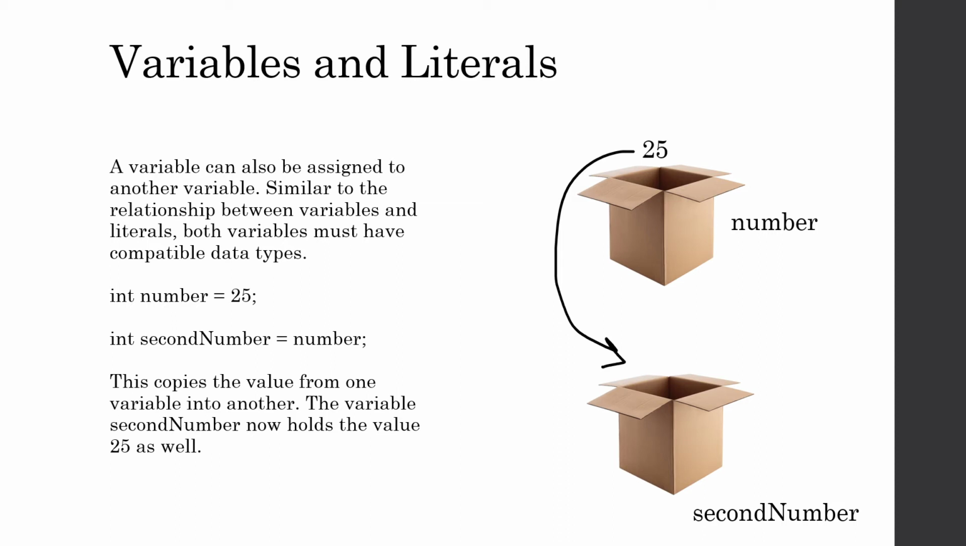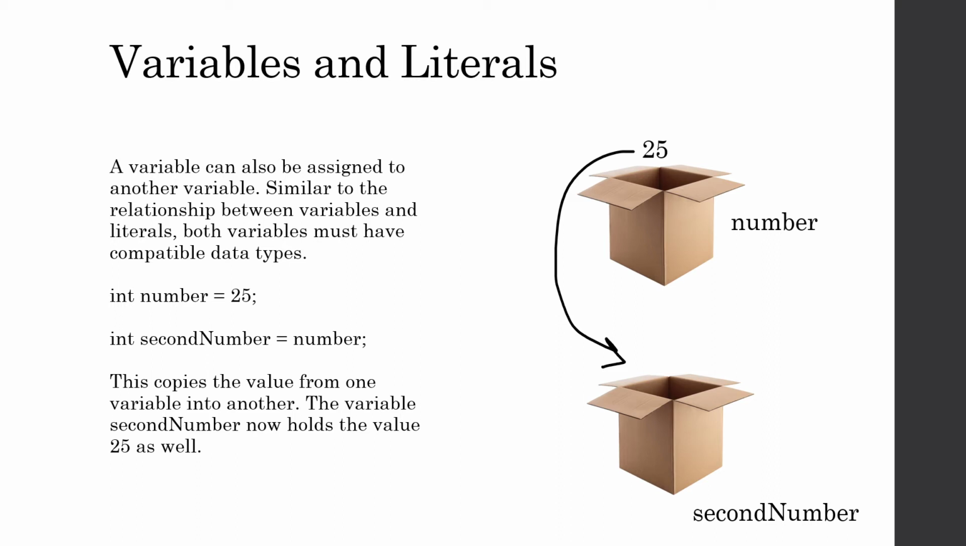And on the first line, I've just done the same thing that I've done a couple of times now. Say int number equals 25. So we'll declare an int variable, call it number, and assign the value 25 to it, so that'll be initialized. And then in the second line, I have declared another int that I call second number, and I'm going to assign number to second number.